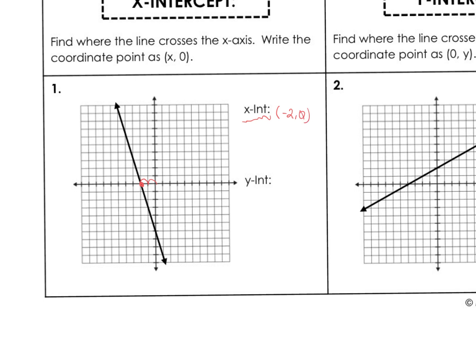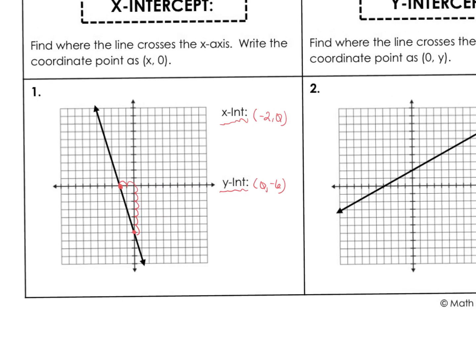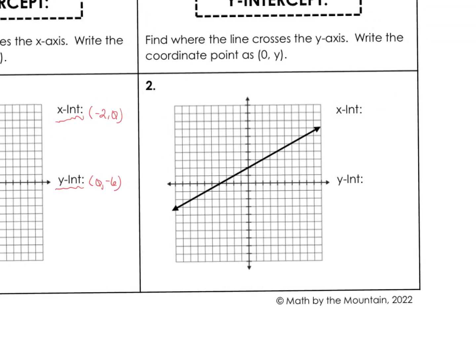And if we find the y-intercept, we go right here where it crosses the y-axis, and it's -1, -2, -3, -4, -5, -6. So the y-intercept is (0, -6). And that is how you find the y-intercept.